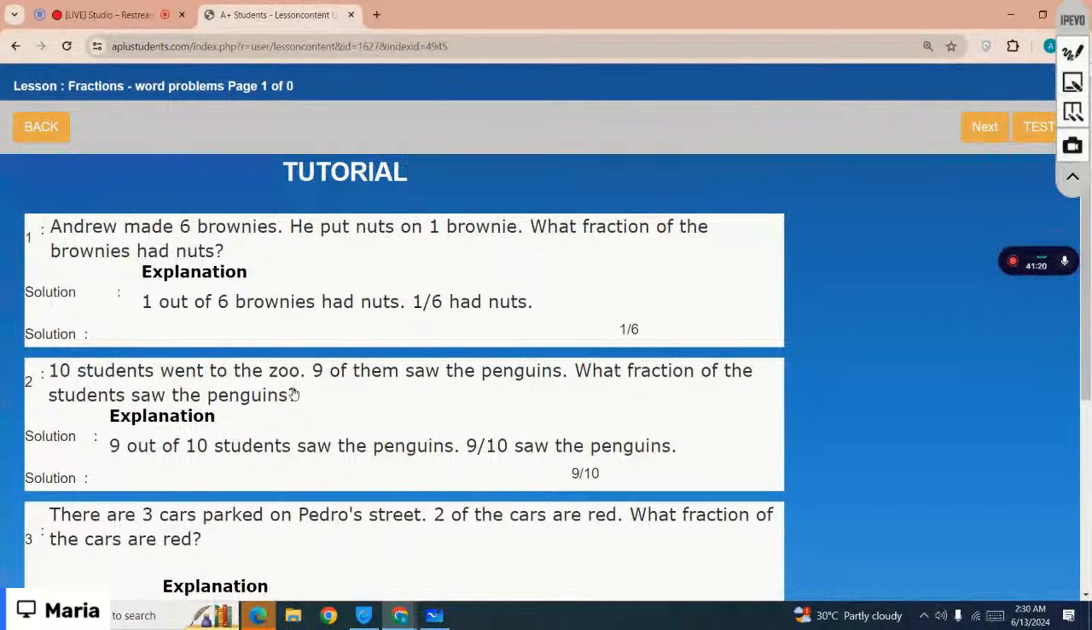10 students went to the zoo. 9 of them saw the penguins. What fraction of the students saw the penguins? Which is the correct option?